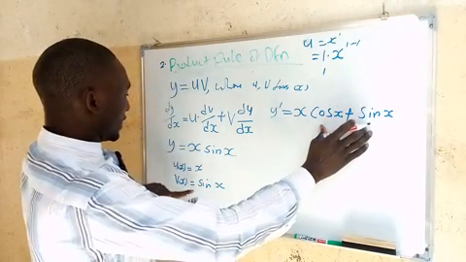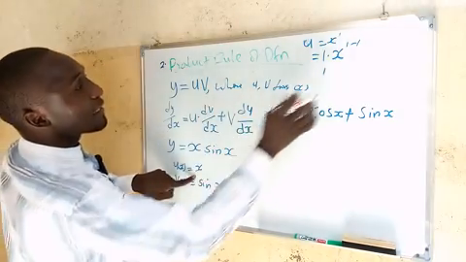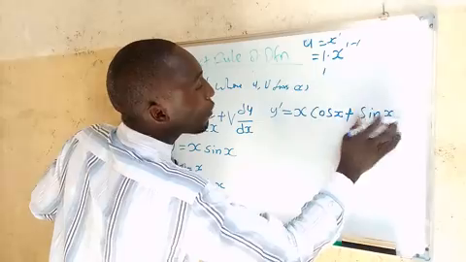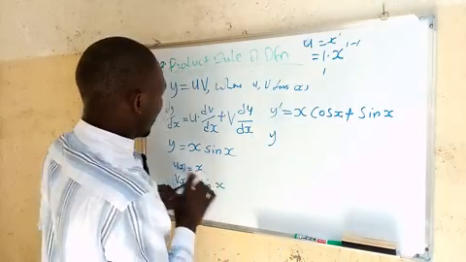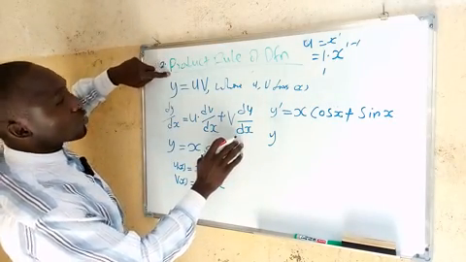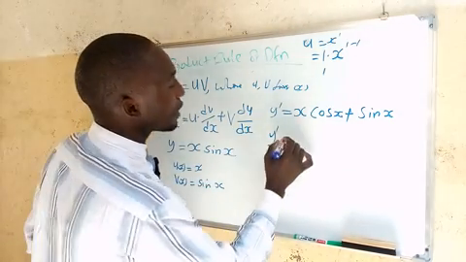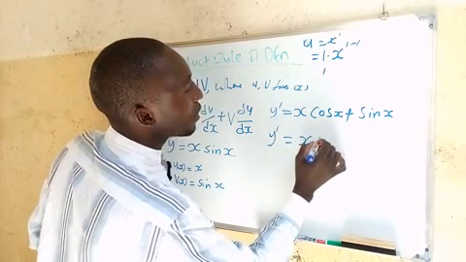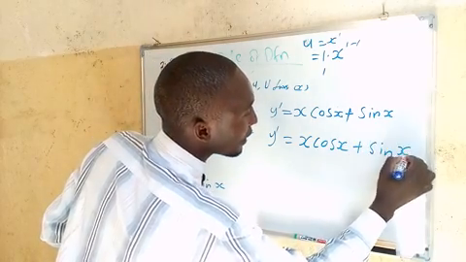So we have du/dx, which is the derivative of x, we've seen it's 1. So 1 multiplied by any number is that number. So the final derivative of this one, using the product rule, we have y prime equals x cos x plus sin x.